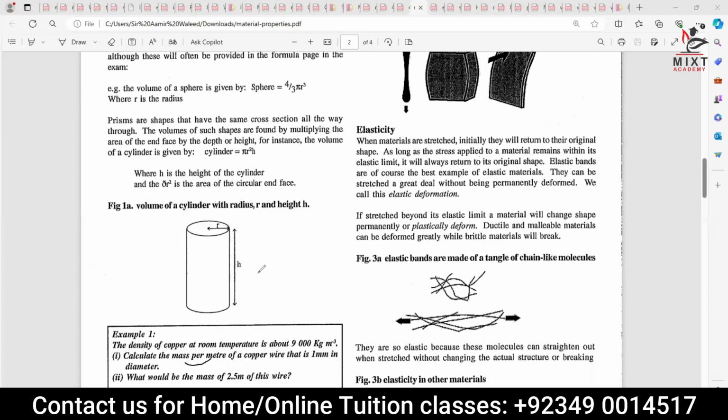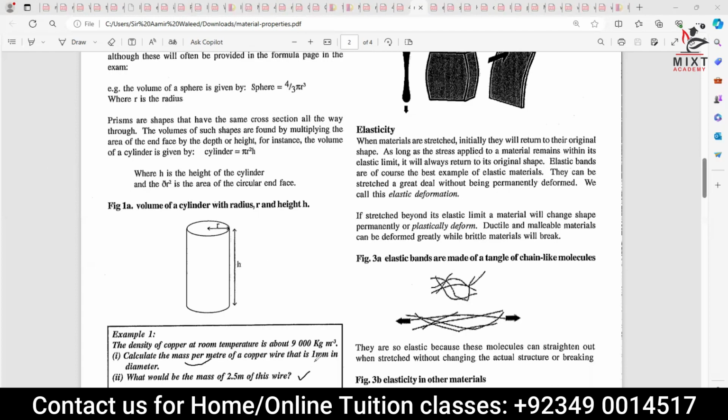Find out the radius, and you know that the cross sectional area is a circle. So find out the area and multiply it with 9,000. That's it. You will find out kilogram per meter. It's 0.00225.